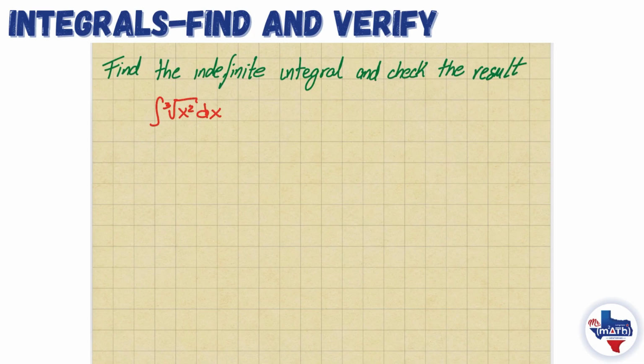Math. Today we're finding the indefinite integral and we need to check the result. We have the integral of the cubic root of x squared dx. As we saw in previous videos, what we need to do here is to transform to x elevated to a fraction, right? Rather than keep the root in there. So let's remember that a to the n over m is equal to the m root of a to the n.